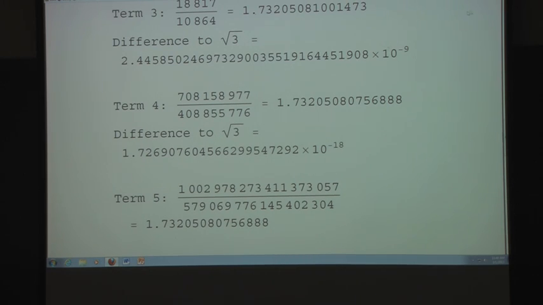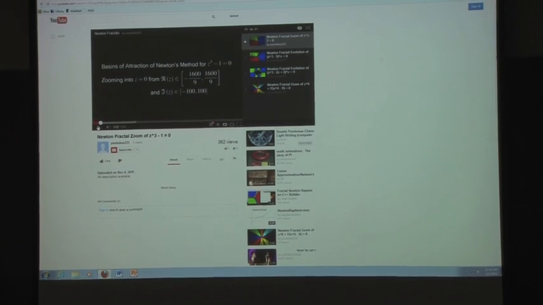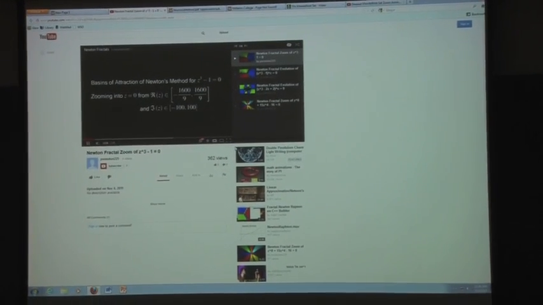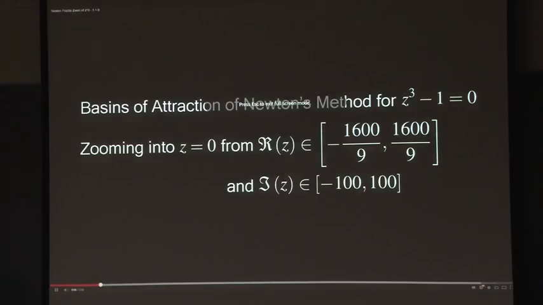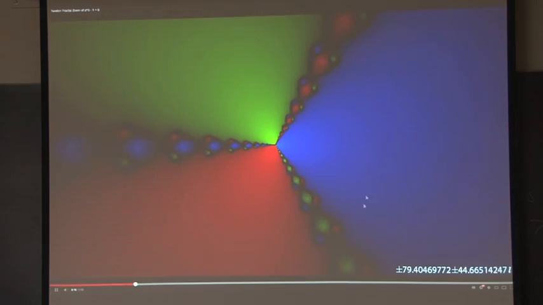All right, so what I'm going to do now is shift to the movies. I think this is the movie I want. Yes. All right, so we're doing z cubed minus 1. They're using z rather than x because it's a complex variable. And what they're doing is they're zooming in.